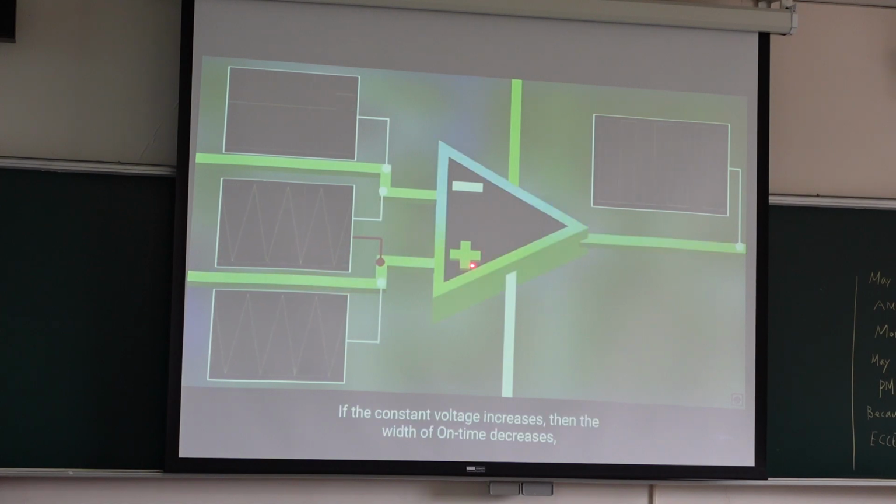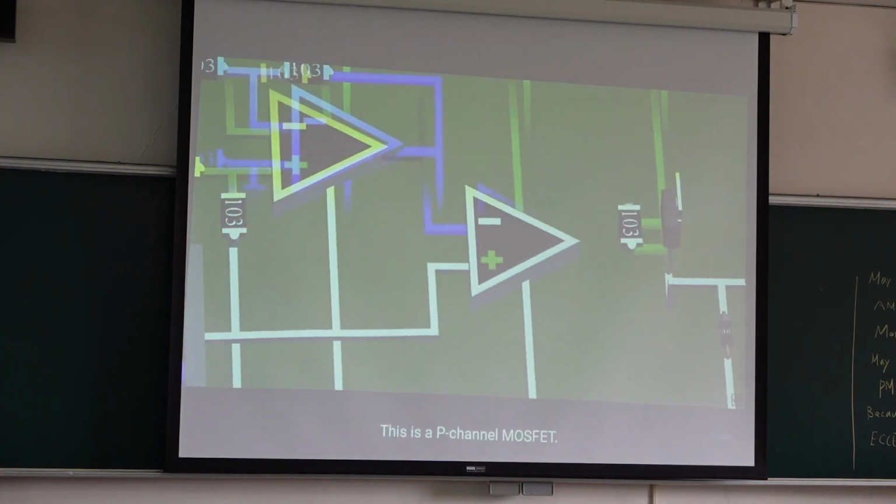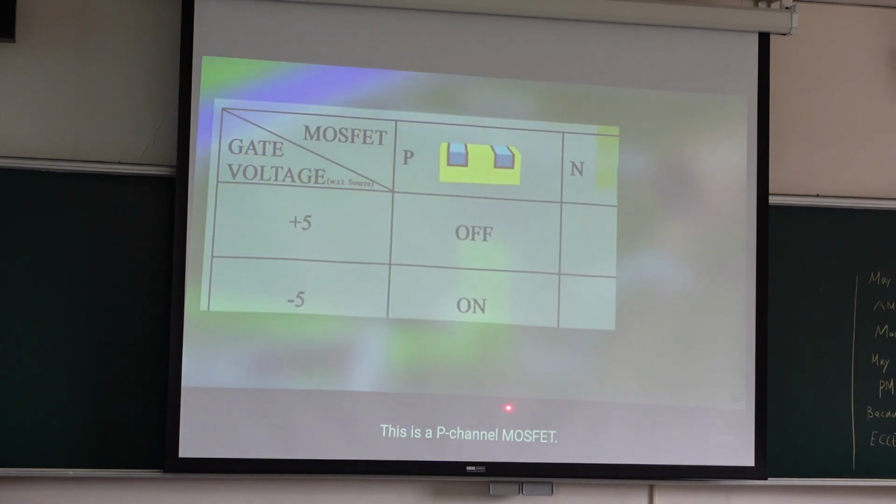So this is the comparator. The constant voltage decreases, then the width of on time decreases, and if the voltage decreases, the duty cycle of PWM also decreases. This is a P-channel MOSFET.